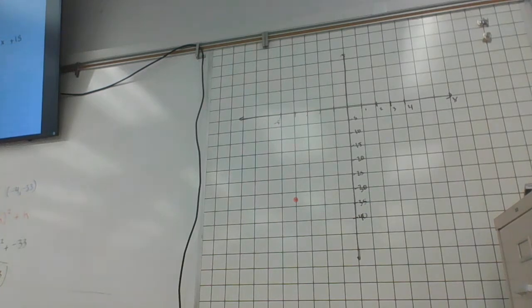You can put it into vertex form or standard form. I'm going to put it into vertex form just to get you some more practice with that. We practiced standard form.